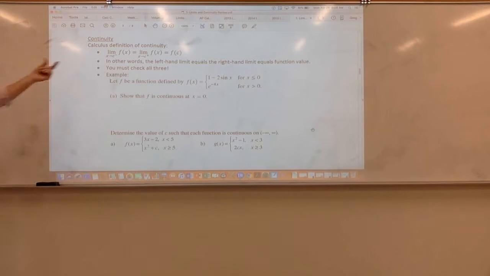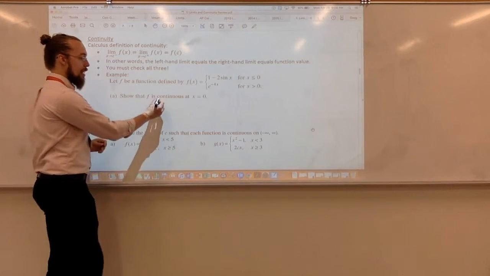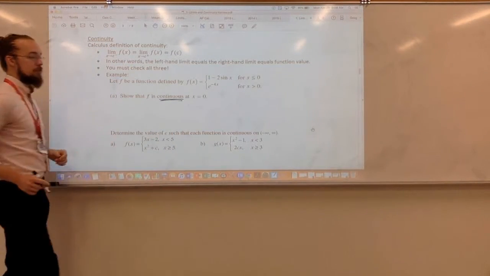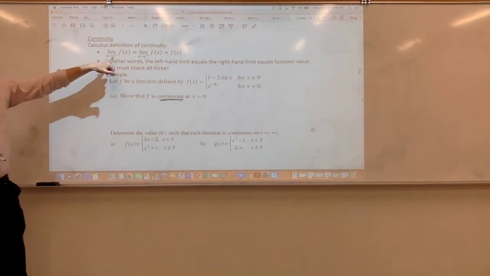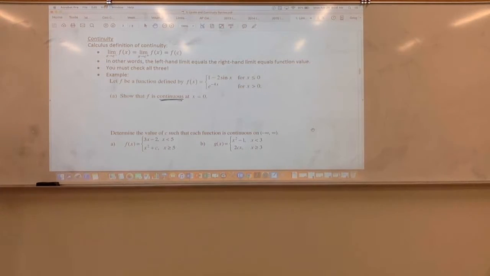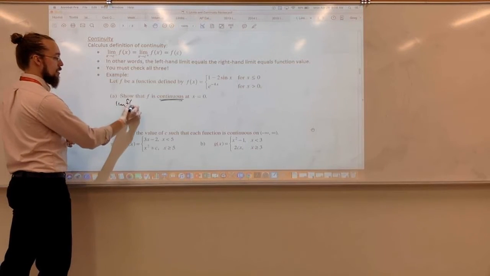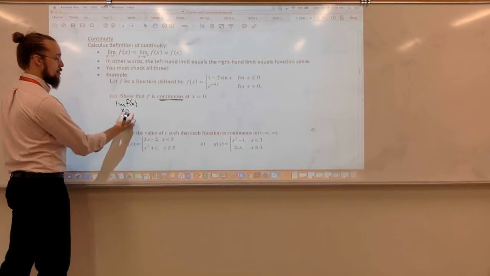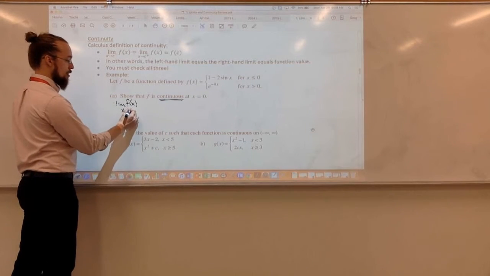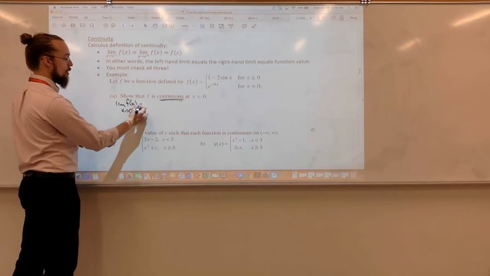To do that, I need to check all three of these things. Whenever I see continuous, I should be thinking I need to check the left-hand limit, the right-hand limit, and the function value. So let's say we're checking for 0. I want to say the limit as x approaches 0 from the left.